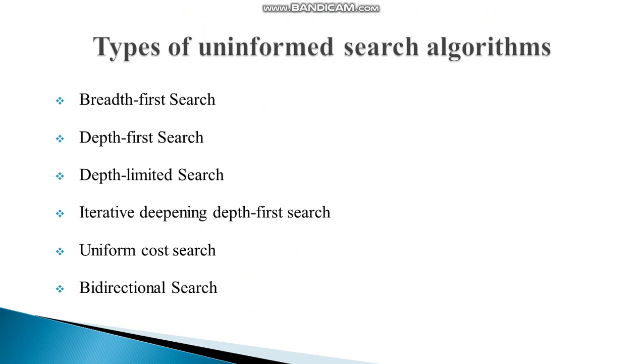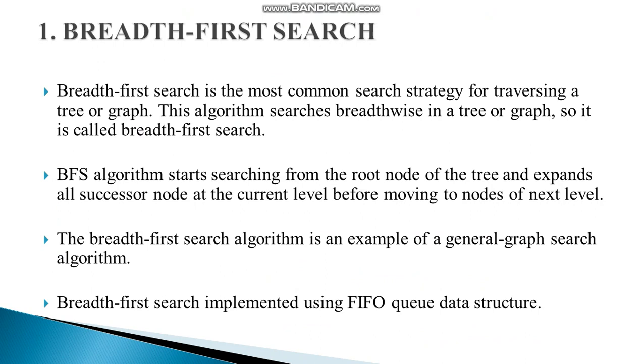Types of uninformed search algorithms: breadth first search, depth first search, depth limited search, iterative deepening depth first search, uniform cost search, bidirectional search. Breadth first search. Breadth first search is the most common search strategy for traversing the trees or graph. This algorithm searches breadthwise in a tree or graph, so it is called breadth first search.